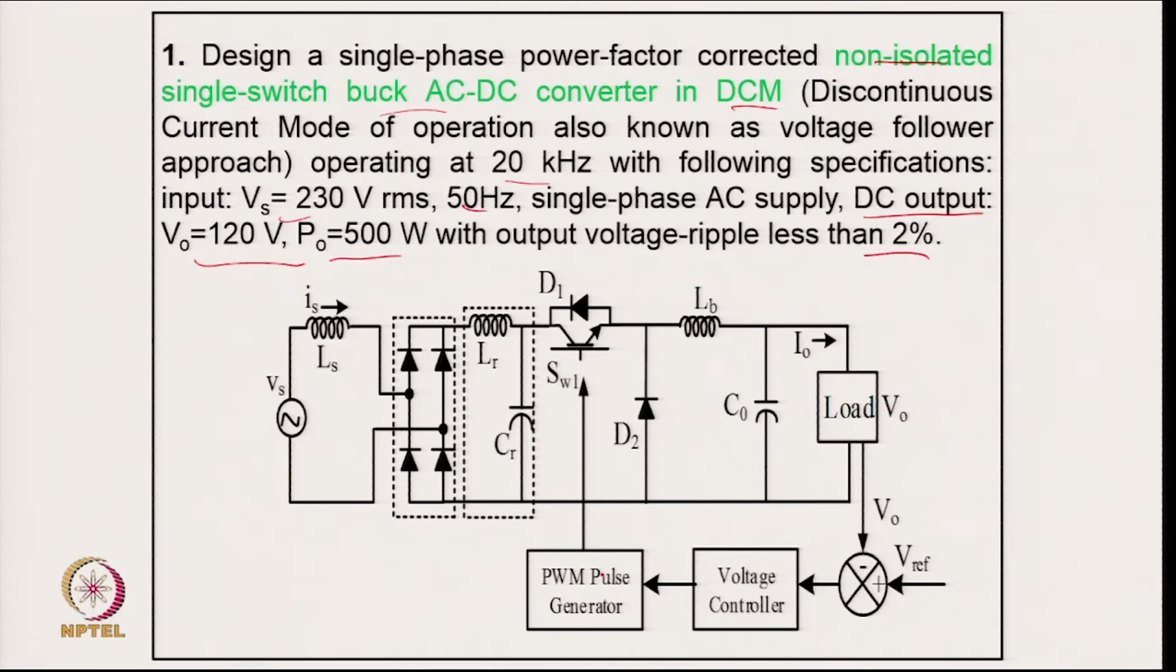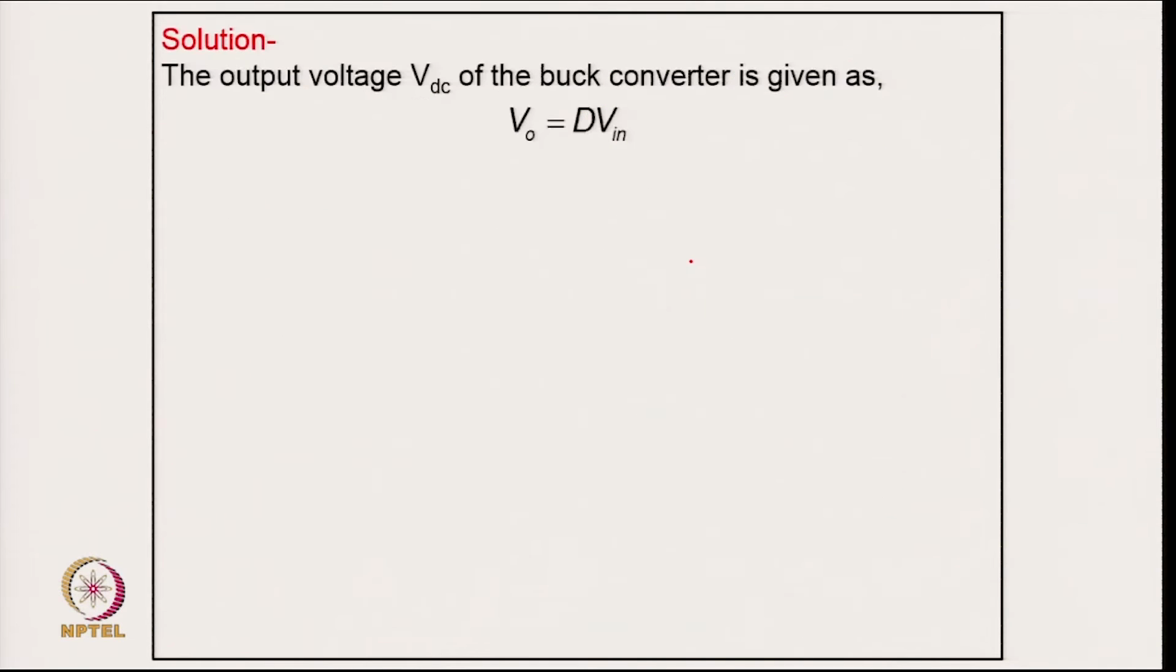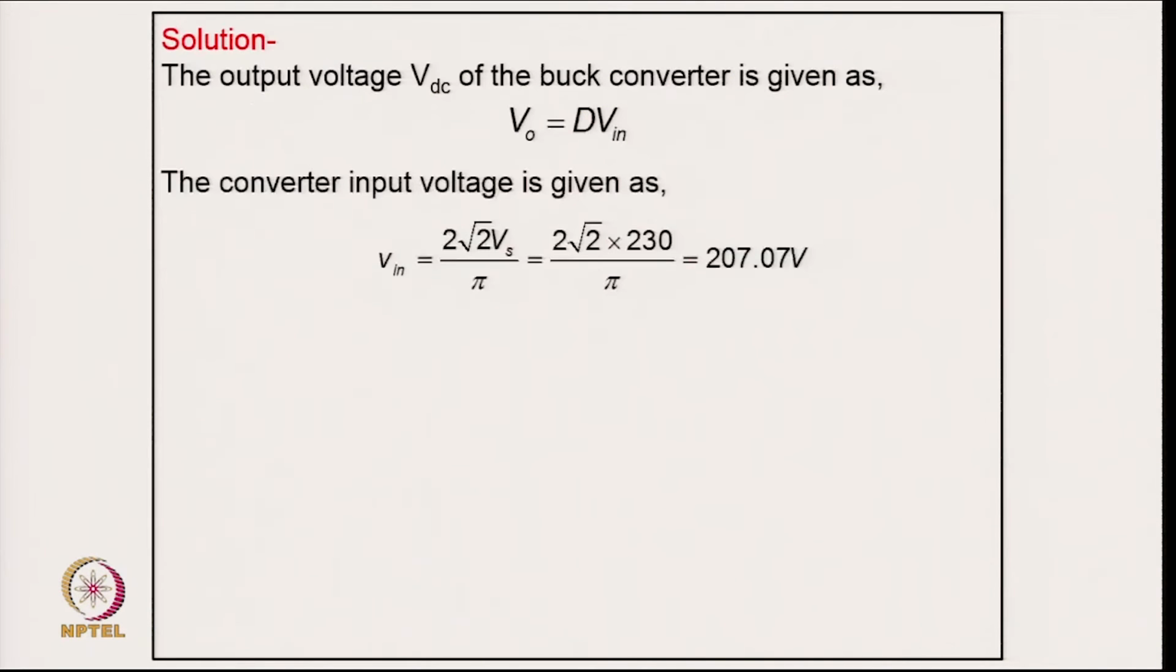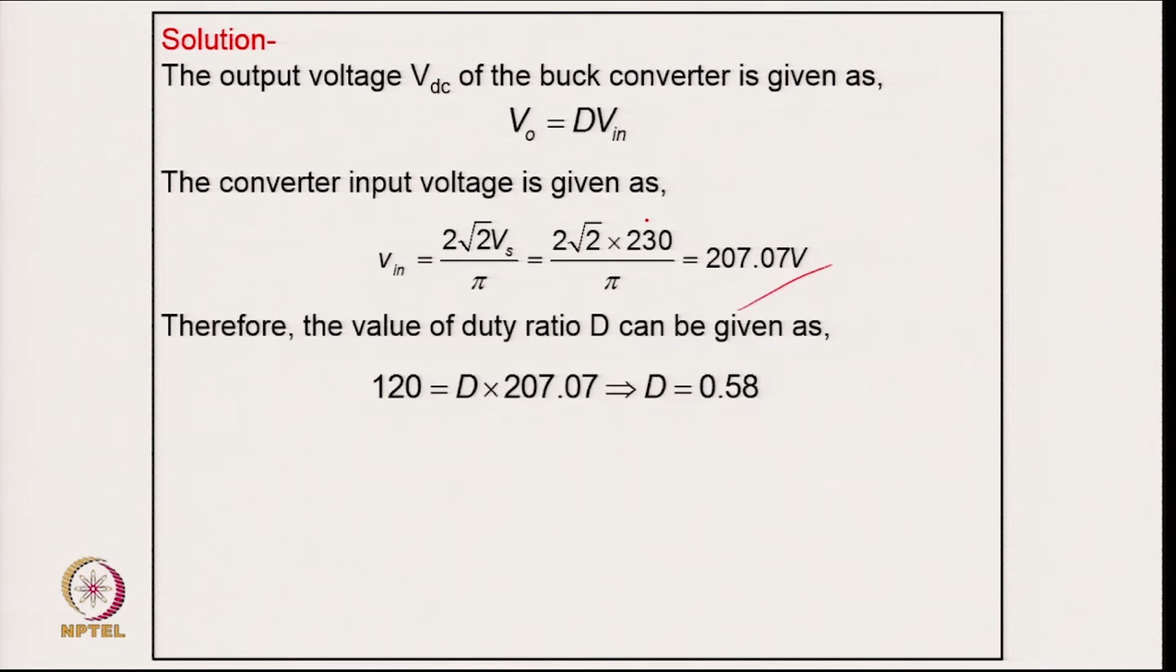Here, of course, we have the voltage follower approach. We are sensing the output voltage, and this is the reference voltage control giving the pulse here. We are putting in an EMI filter, so that the diode bridge can be a power diode. We are operating in DCM, which means this inductor should be designed for DCM. So, this is the output voltage relation, and we have the input voltage from the supply voltage.